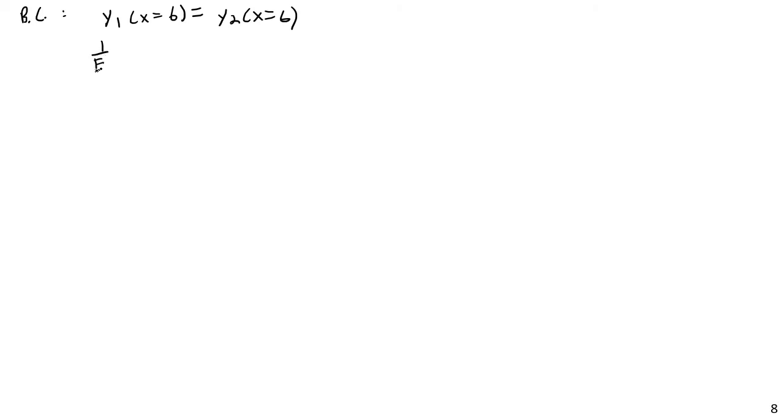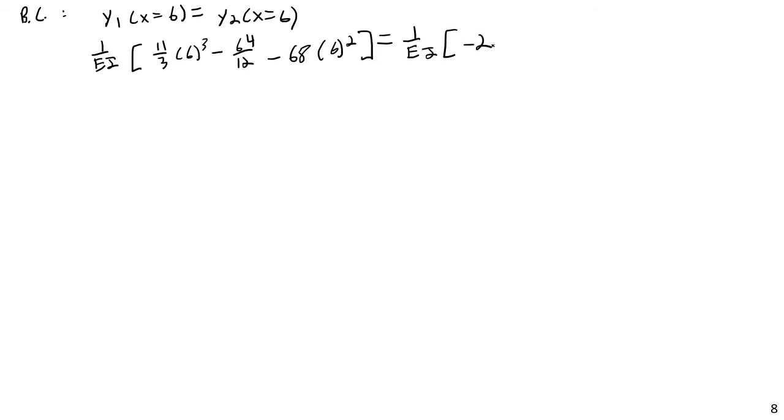So y1 at x equals 6 is 1 over EI times 11 thirds, 6 to the third power, minus 6 to the fourth over 12, minus 68 times 6 squared, is equal to 1 over EI times, using the expression for y2 that we already got, negative 20 times 6 squared, minus 252 times 6, plus C4. The 252 was not in the original expression; this is the C3 that we got earlier.